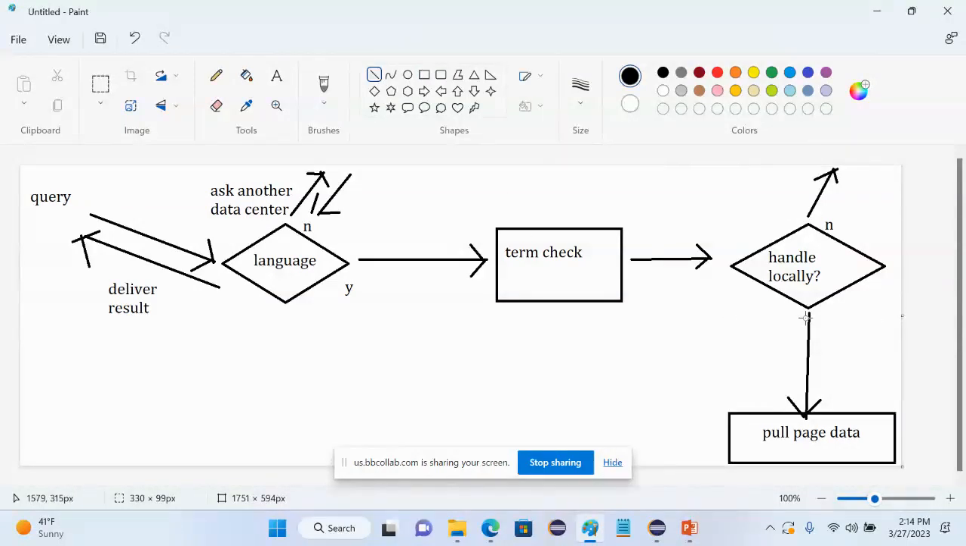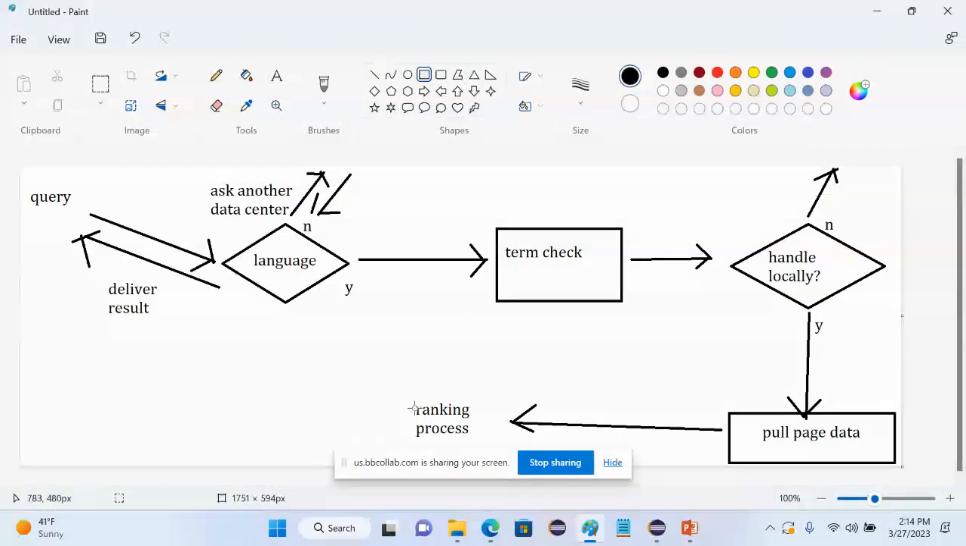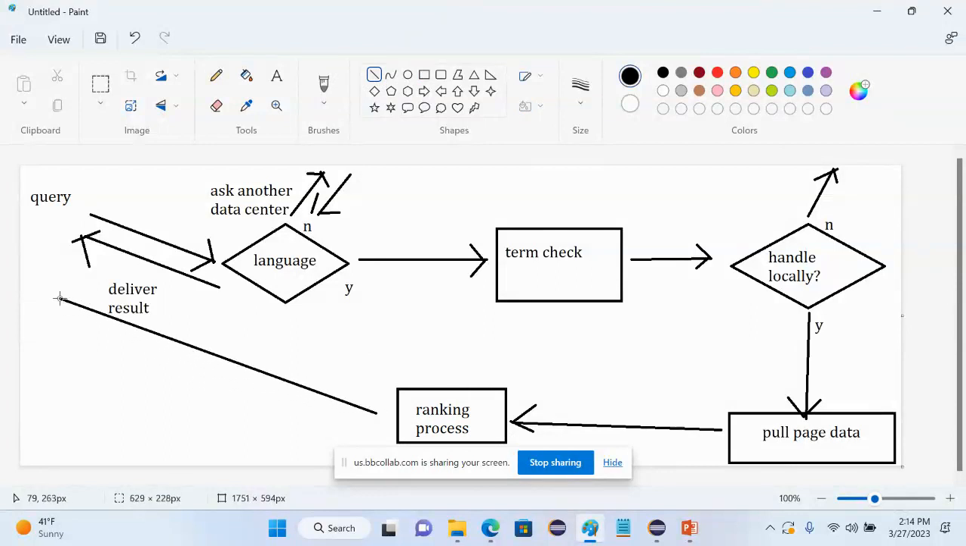All right, so if it decides it's going to handle it locally, then it's going to have to pull that page data out of its databases somehow, and then make it undergo a ranking process, right? And the ranking process is going to simply look at how should we arrange these search results? What's going to go first? What's going to go last? What's going to be the cutoff? Are we going to send back 100 or 200 results or something else? Let me draw a curvy arrow for this.